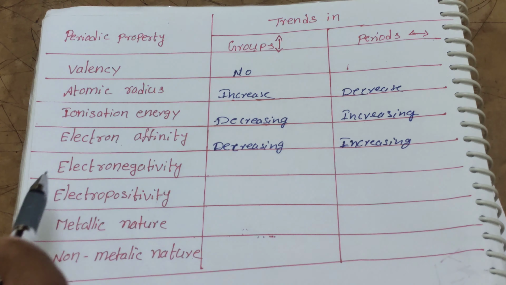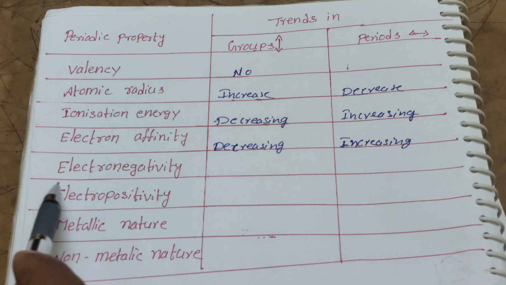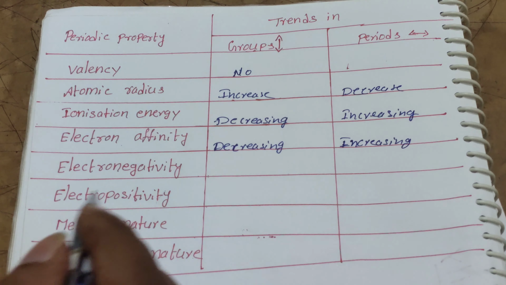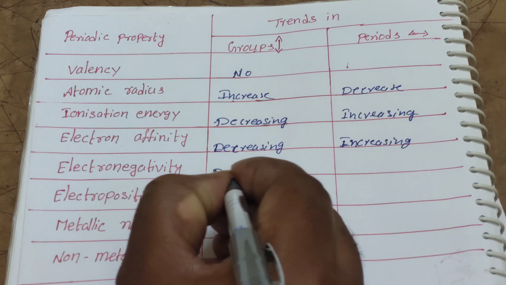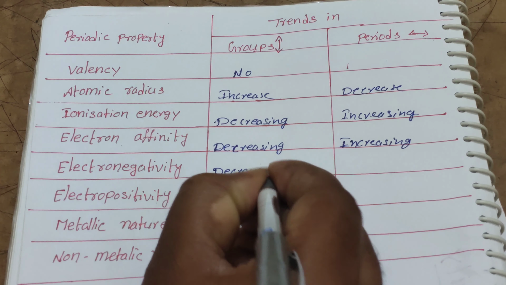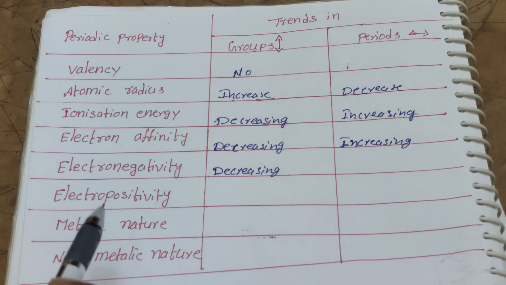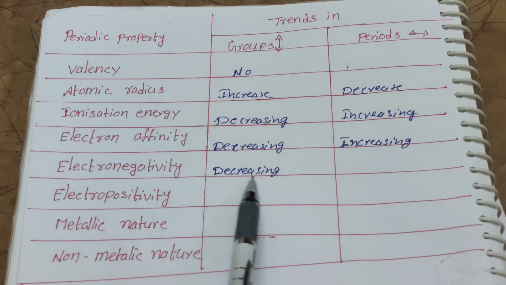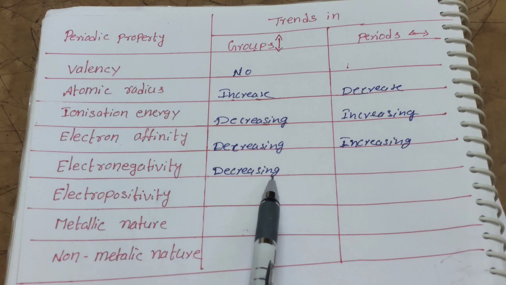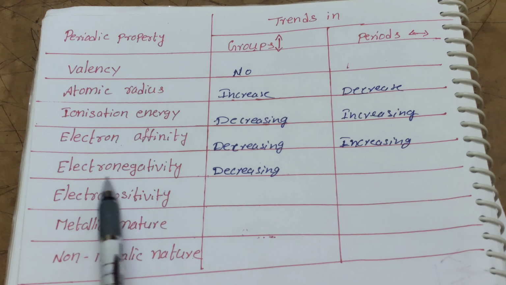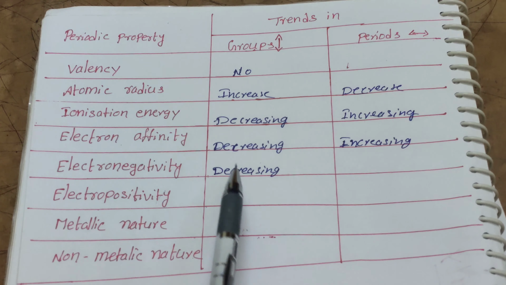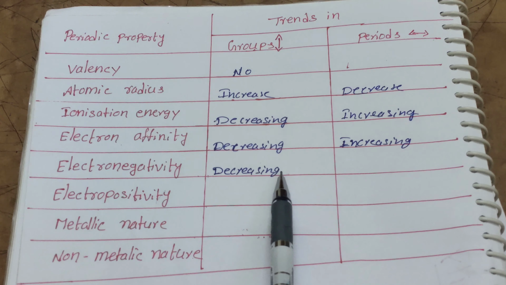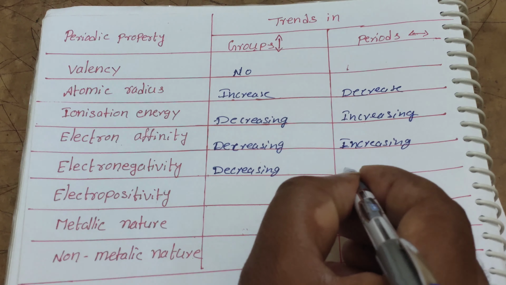Okay students, the next one is electronegativity. The electronegativity in the groups from top to bottom gradually decreases. Why? Because from top to bottom the atomic size increases and along with that the metallic character increases. That's why the electronegativity gradually decreases. Whereas in the periods from left to right, the electronegativity increases.